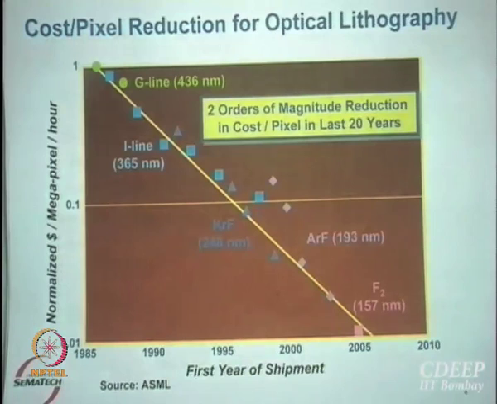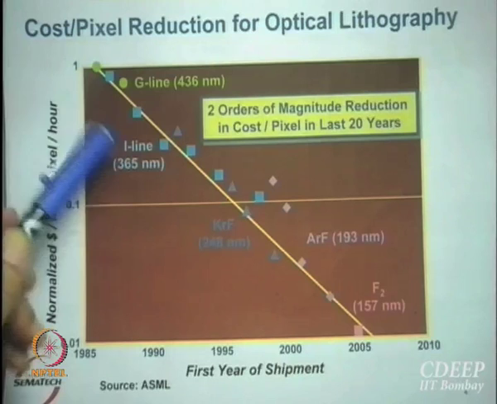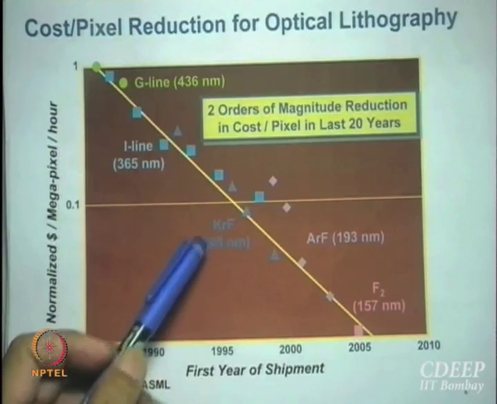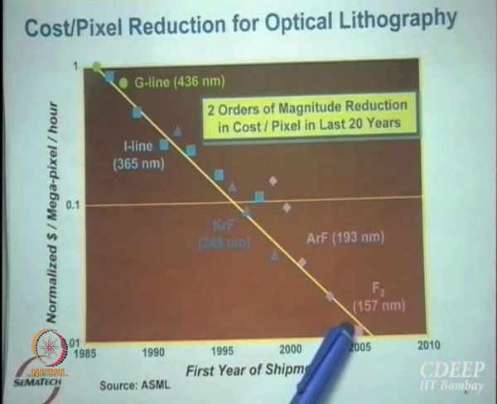Here for optical lithography, this is what we call normalized dollar per megapixel per hour for years up to 2010. So that's what exactly it is. G line 436, I line 365, krypton 248, argon 193, fluoride 157, and calcium fluoride, one is believing, may go to 112. I am not sure, just numbers I read the other day from a semiconductor engineering journal, but one doesn't know.